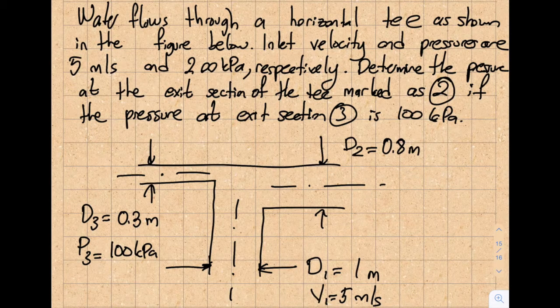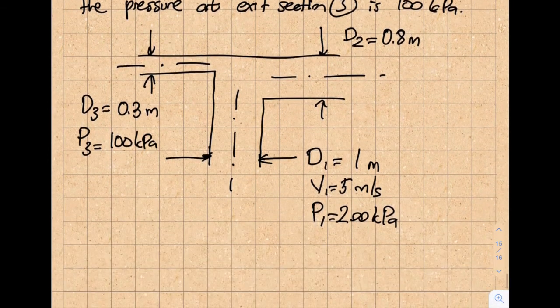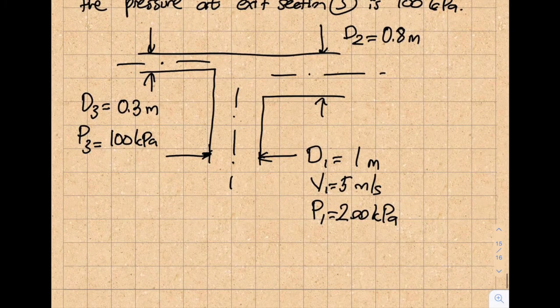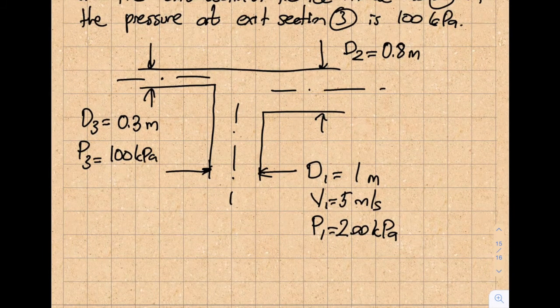Determine the pressure at the exit section of the T marked as 2 if the pressure at exit section 3 is 100 kilopascals. I also supplied the diameter information in the figure. When I start to solve a question like this, I always look at what I know and what I don't know. Let's look at the areas. Area 1 is known, area 2 is known, area 3 is known as well. So I'm good to go from the area perspective.